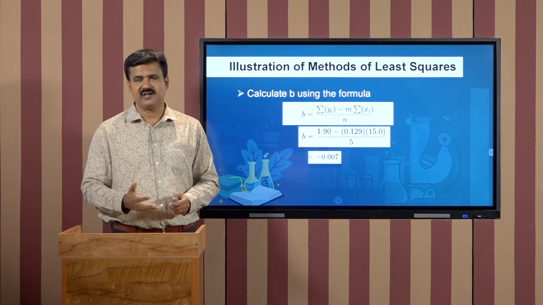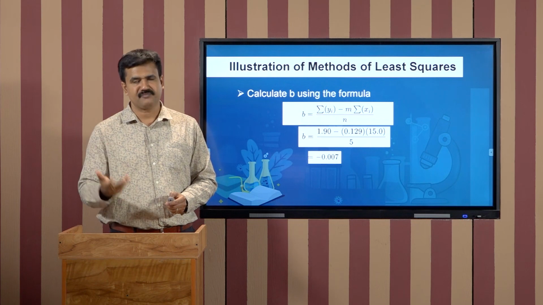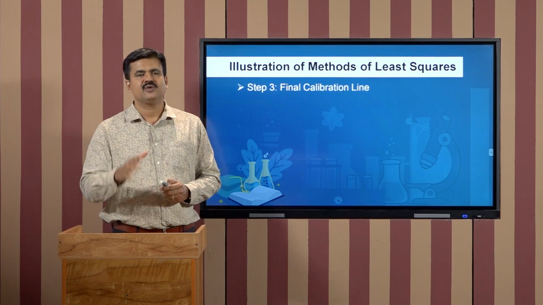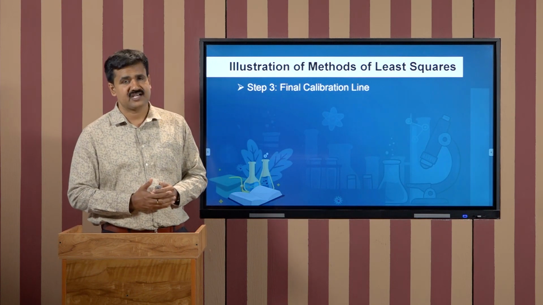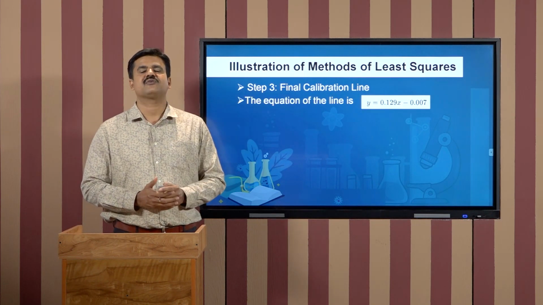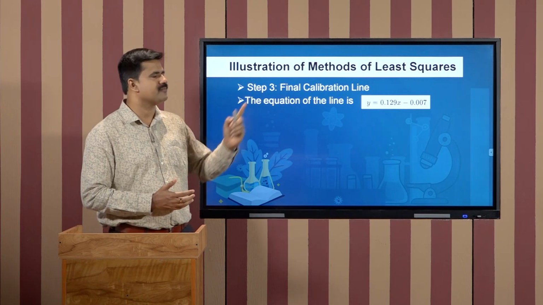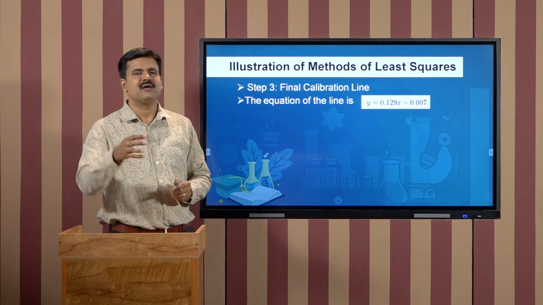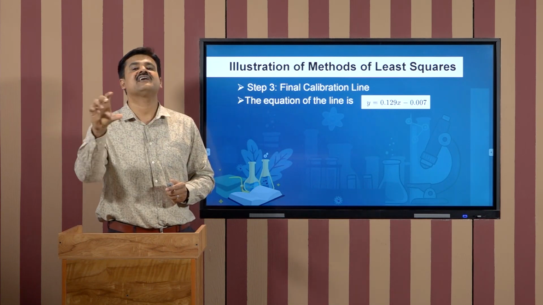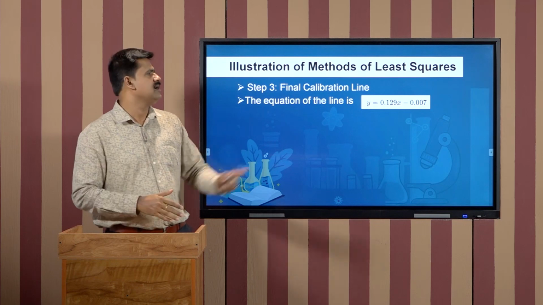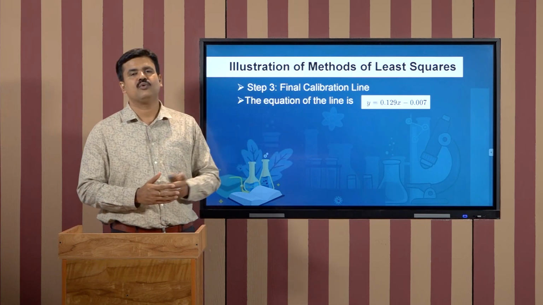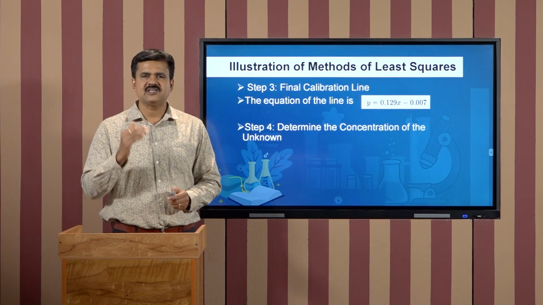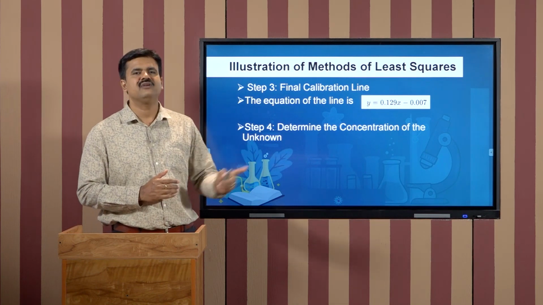So, you got two values, the value of m as well as the value of b, and by using this m and b, you can prepare the final calibration line. The equation for the calibration line is again y is equal to mx plus b. Then m and b are what you have calculated. By putting in those values, you will get the final calibration line for the present problem. So, y is equal to 0.129x minus 0.007.